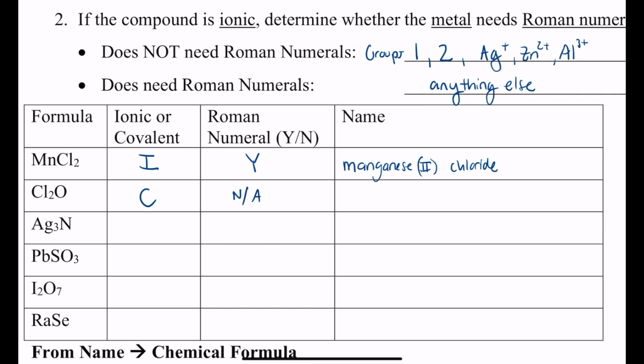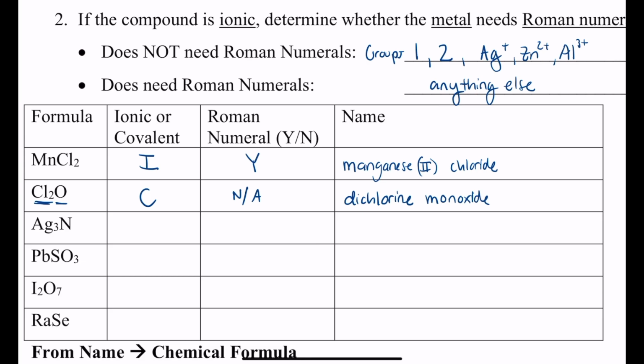Roman numerals just don't apply to covalent compounds, so we're not going to worry about that. With covalent compounds, just make sure you're using prefixes and changing the ending to "ide", just like with all our other compounds. So if you have 2 chlorines, that's going to be dichlorine. And if you have 1 oxygen at the end, we're going to call that monoxide. Di meaning 2 and mono meaning 1.